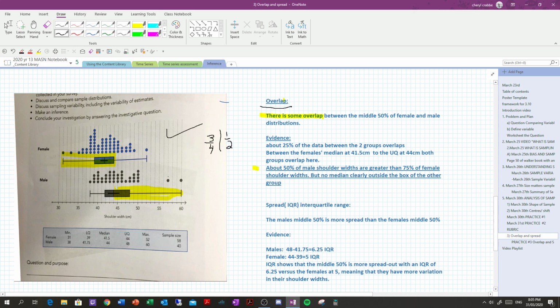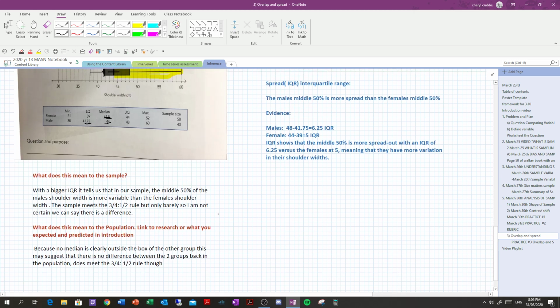The other thing is that if we look at the medians, the median of the females, which is 41.5 here, is just barely inside the lower quartile of the males, but oh so close, right? Looks pretty much right on top of it. And the median of the males, 44, is exactly on the upper quartile of the females. So there's no median that clearly seems to be outside the box of the other. So that's something else that we can talk about, and at least we can mention it here.